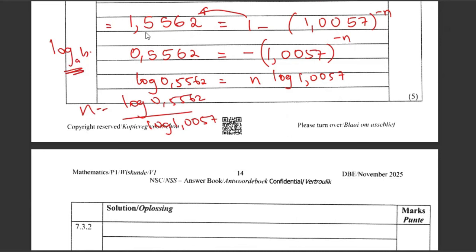So n is going to be the log of 0.5562 over the log of 1.0057. Alternatively, you can use that log AB and still get just the same thing. So if I use this 0.5562, okay, I'm dividing it by the log of 1.0057.